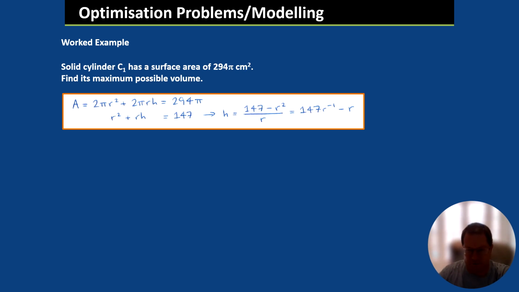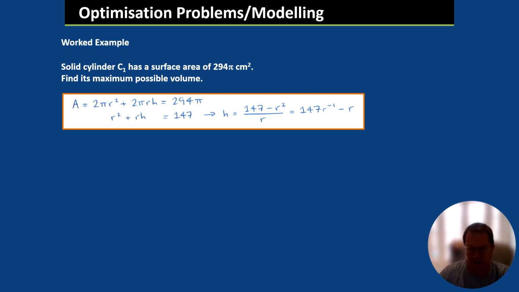Okay, so far we've looked at 3 cuboids. Let's finish off with a cylinder. So solid cylinder C1 has a surface area of 294 pi centimeters squared. Find its maximum possible volume. So, as you should remember, the surface area of a cylinder is given by 2 pi r squared plus 2 pi rh, and that is equal in this question to 294 pi. We can divide through by 2 pi to give us r squared plus rh is 147, and then making h the subject gives us 147 minus r squared all over r, which can simplify to 147 r to the negative 1 minus r.